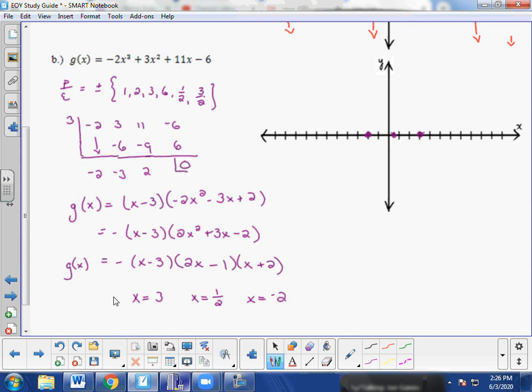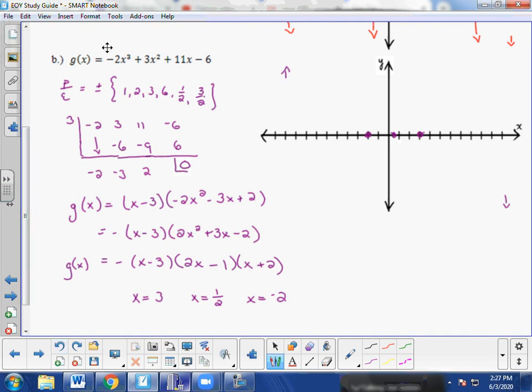Now, I also know that this has a negative leading coefficient. So I know that it's going to be going down to the right. If I go back to look at the original standard form of the equation, I can find the degree is 3. So this is an odd degree polynomial, meaning the ends are going to go in opposite directions.